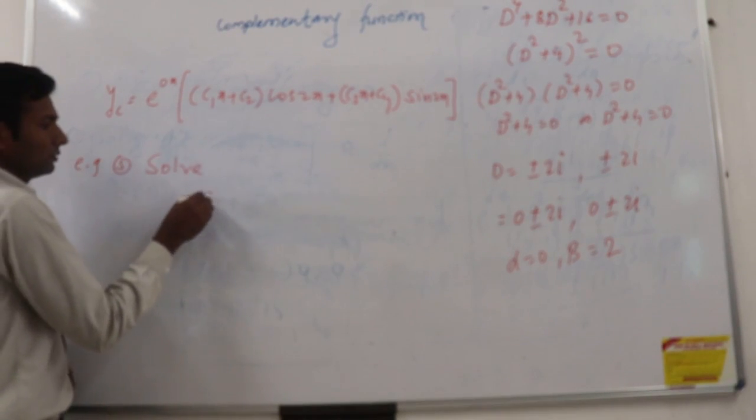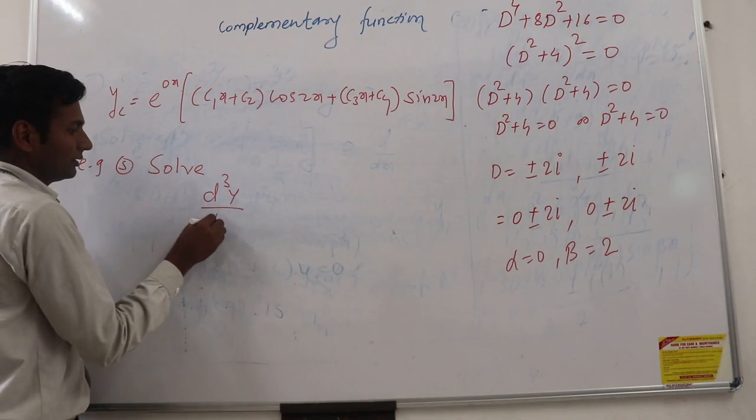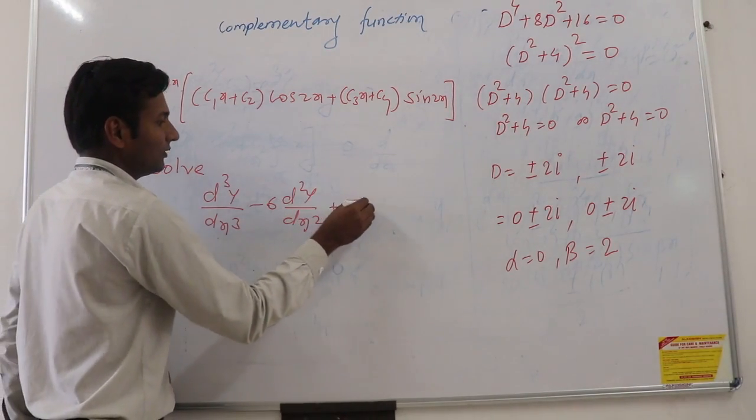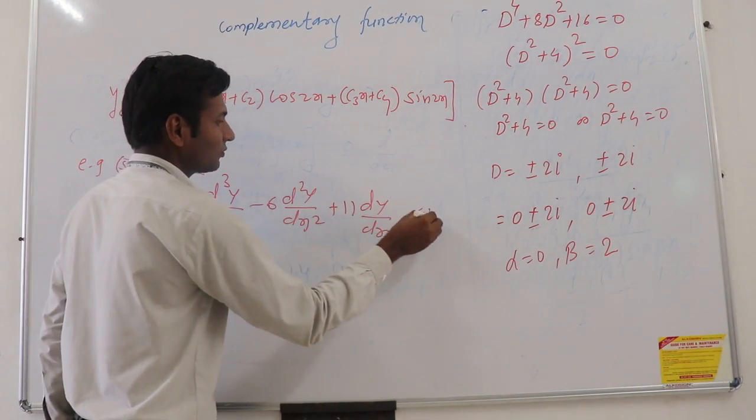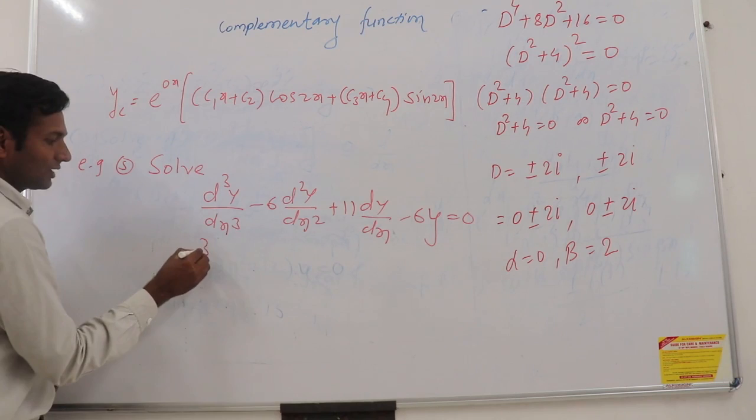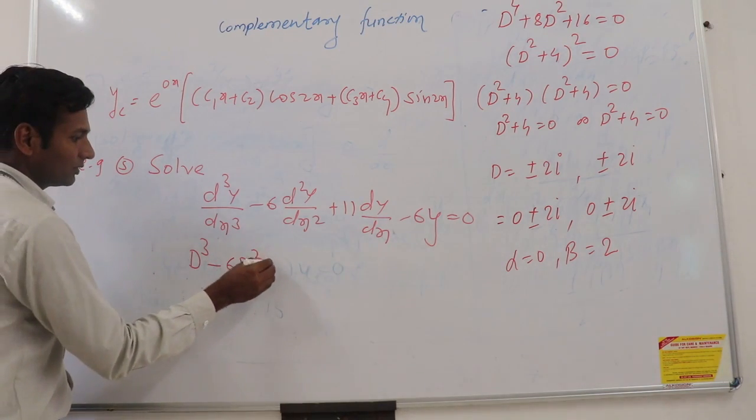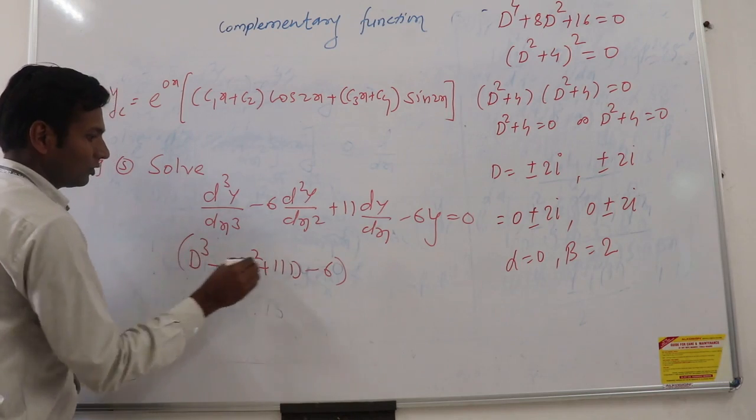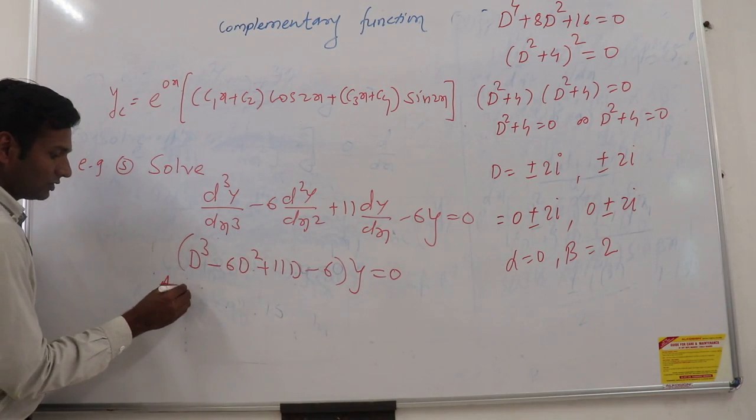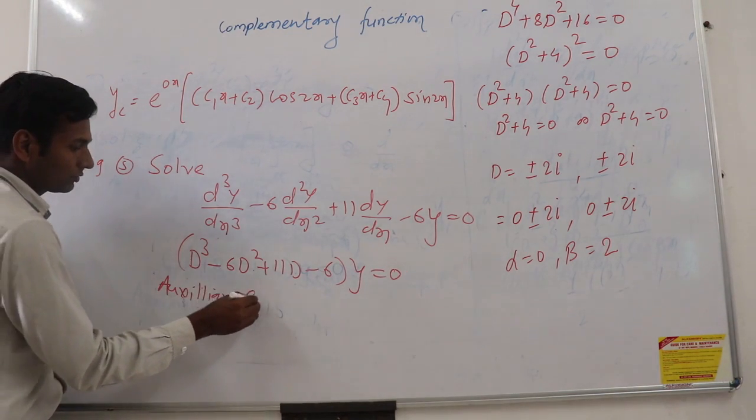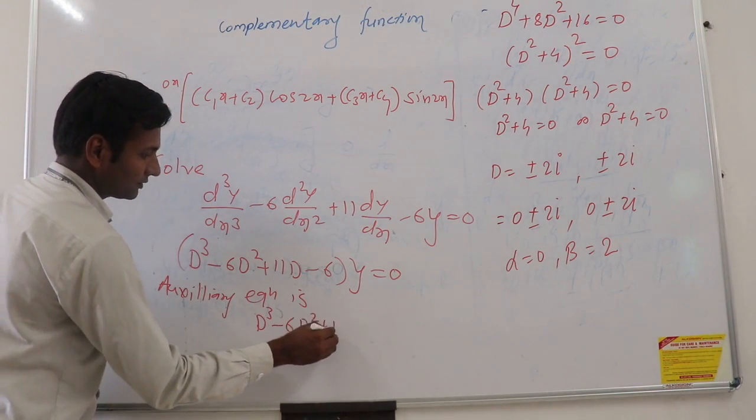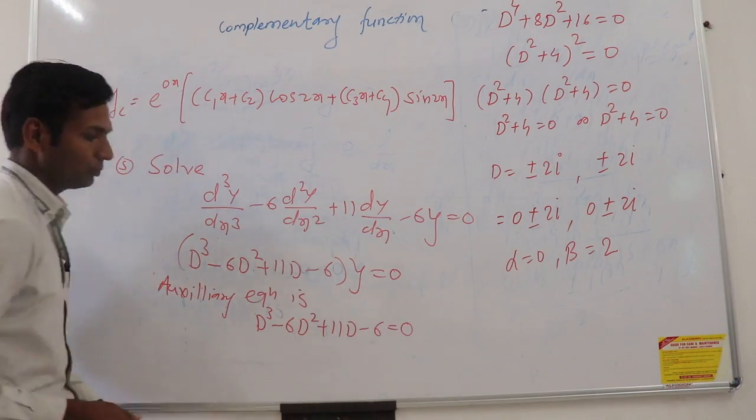Solve d cube y by dx cube minus 6 d2y by dx square plus 11 dy by dx minus 6y is equal to 0. Then we write that equation as (d cube minus 6d square plus 11d minus 6) of y is equal to 0. Then its auxiliary equation is d cube minus 6d square plus 11d minus 6 is equal to 0.